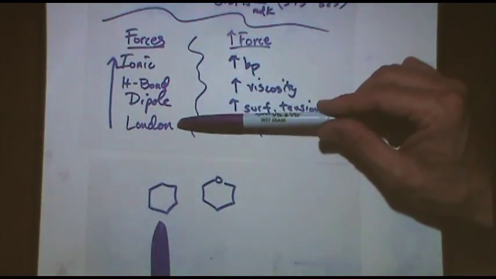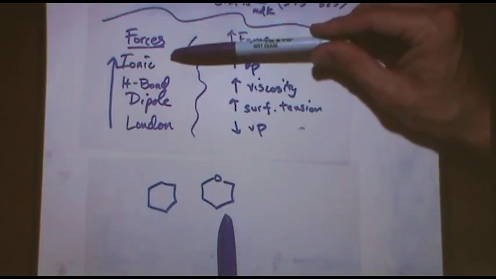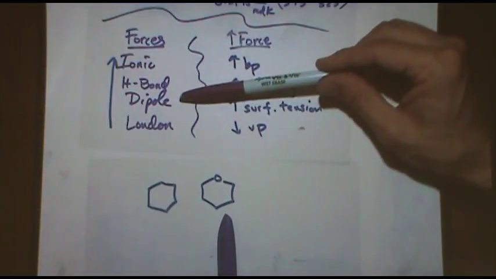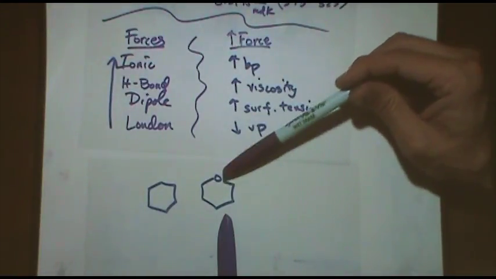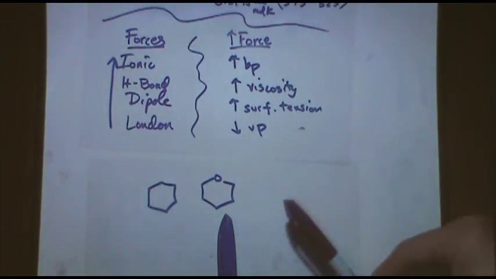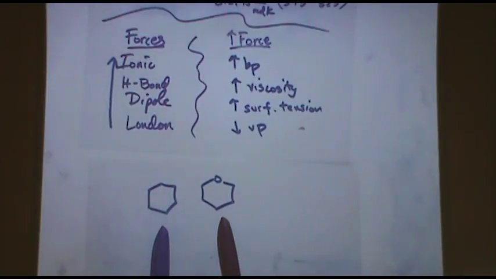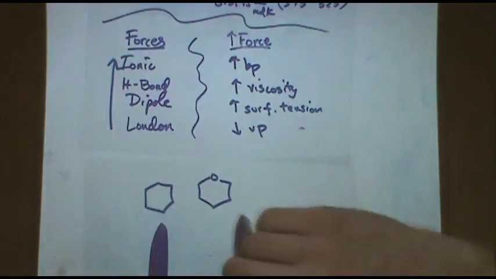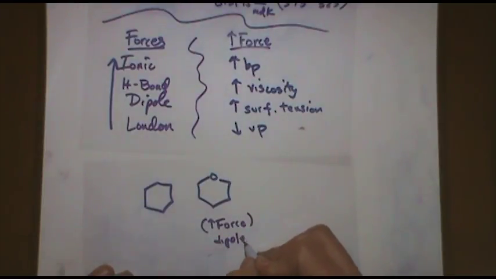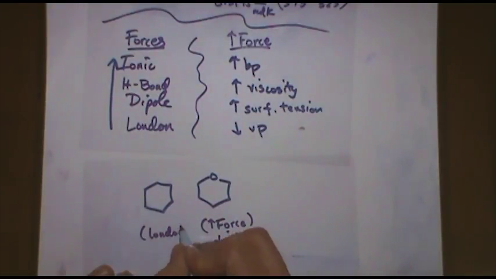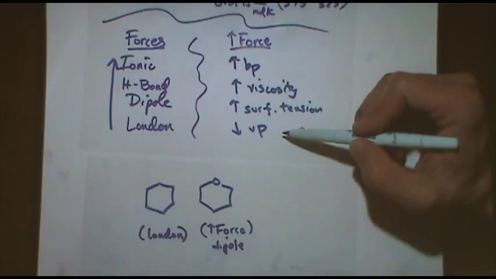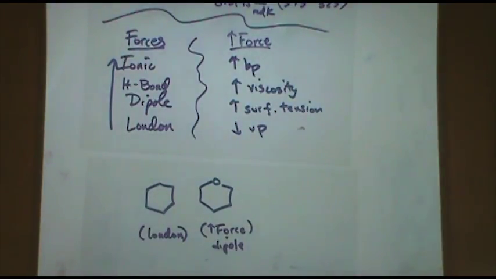By default, because everything has London. Then I go to this one. Ionic? No, no metal. H bond? No, you need a hydrogen on this thing. Dipole? Yeah, this has a dipole because it's asymmetric. The oxygen will imbalance the electron distribution. So, you compare London on the left with dipole on the right, and dipole is a higher force. So, this has the higher force because of dipole. This, remember, was London. So if the one on the right has the higher force, it has a higher boiling point, higher viscosity, higher surface tension, and lower vapor pressure. Questions?